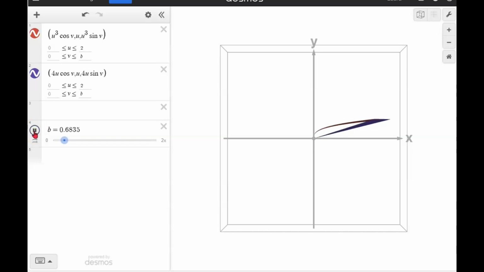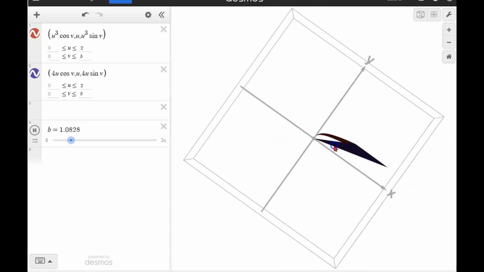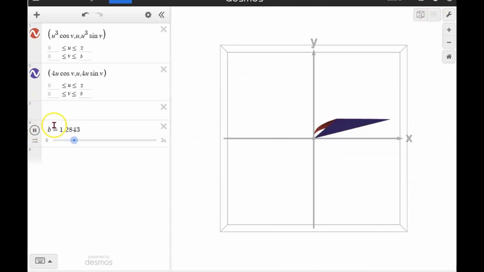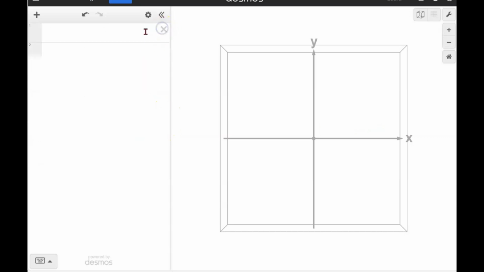Okay, we're going to show how to code in Desmos a solid that's being generated by rotating around the y-axis. We'll set up, this one is a region, so we have two parametric curves. So we'll do u to the third times cosine v, u to the third times sine v.